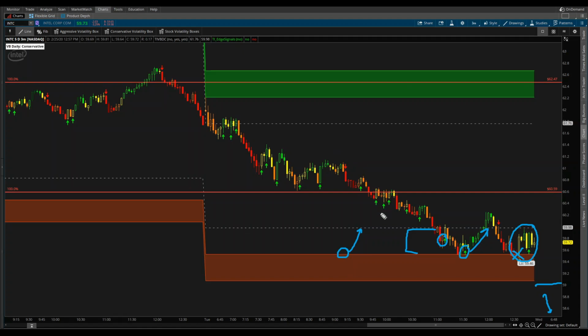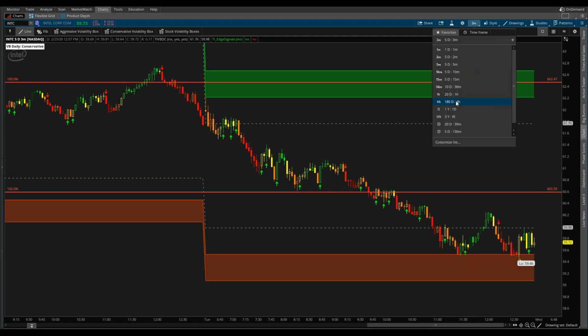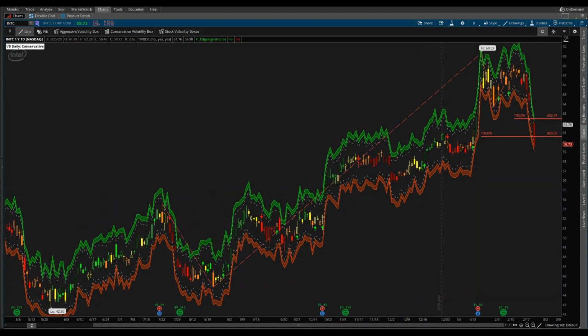So our trade over the weekend in Intel did trigger. We did hit that conservative target, the first target. We didn't see the squeeze fire the way we expected. Instead, the squeeze fired negative. But despite that, we were still able to take some profits out of the trade.